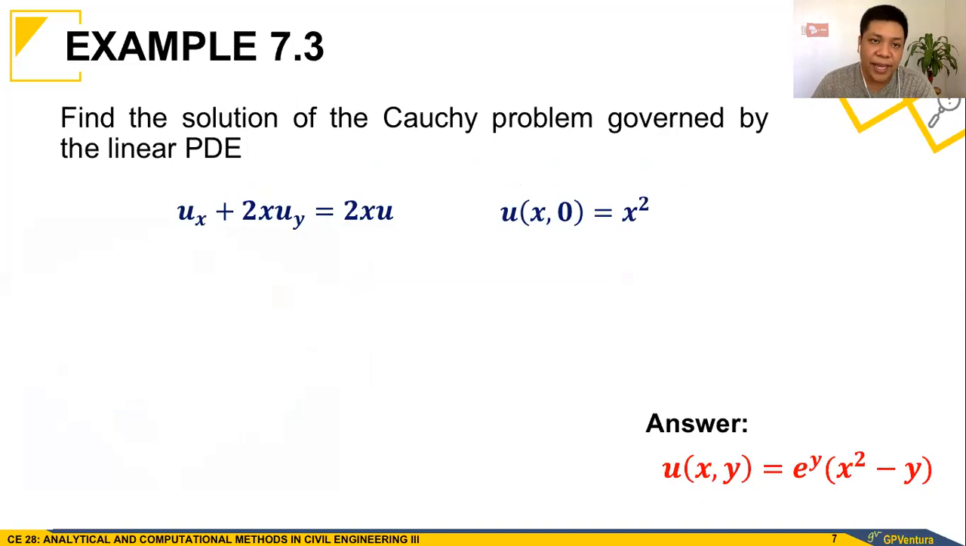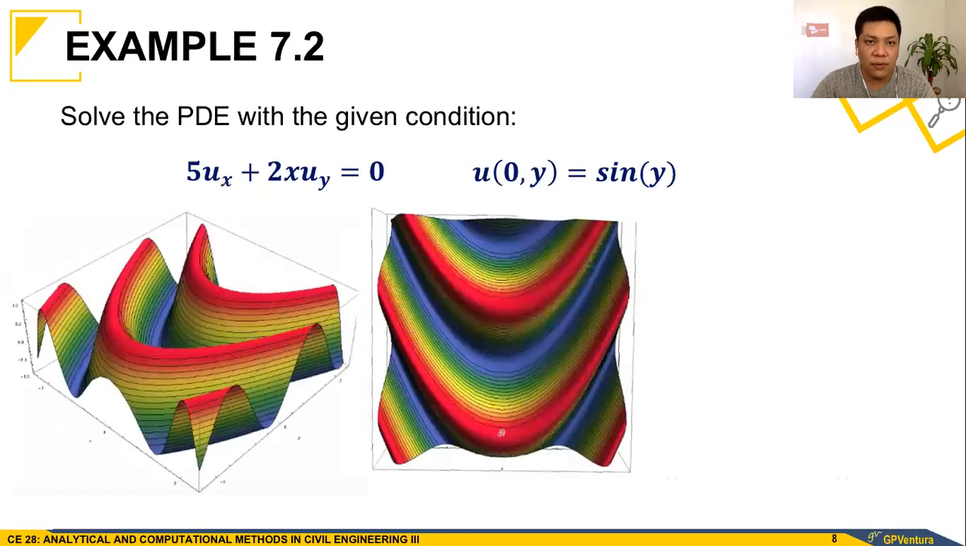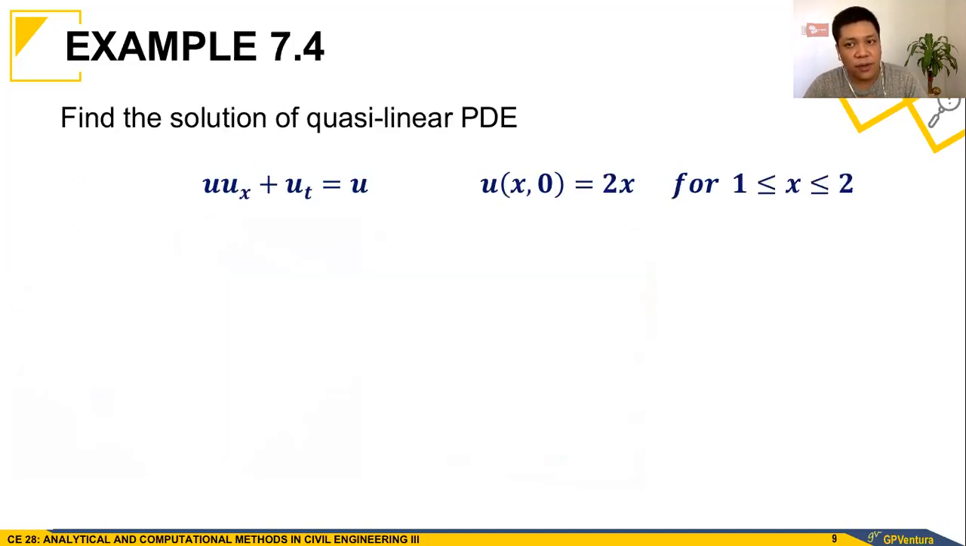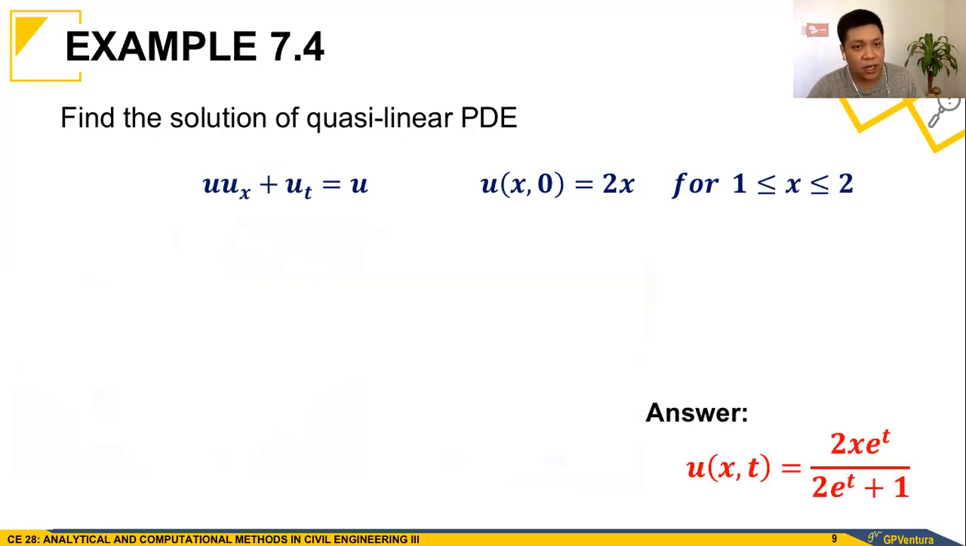As an application of what we should have learned today, kindly solve example 7.2, given a partial differential equation here. Example 7.2 is actually similar to example 7.1. The final answer here is given as well. And finally, you can also solve example 7.4. Example 7.4 is similar to example 7.3, which we have solved earlier. The final answer is also given here.